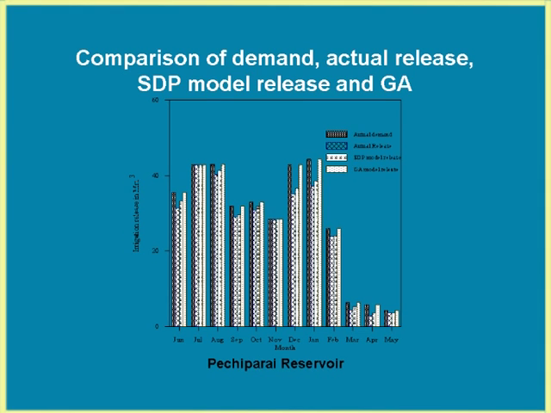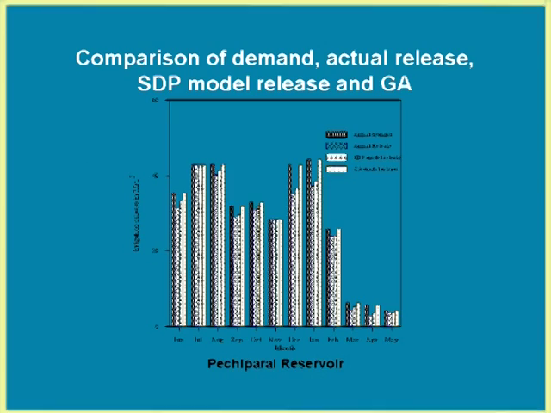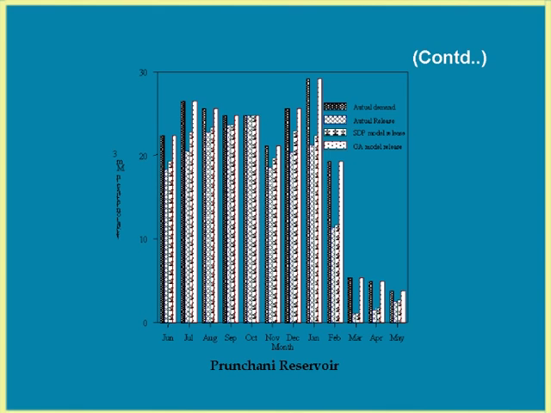This is the comparison of actual demand, actual release, SDP model release and GA model release for each and every reservoir. If you see, my GA model release works very well even for high inflow as well as low inflow months. It does not differentiate between high inflow and low inflow months, whereas my SDP model differentiates that in terms of stochasticity or transition probabilities. The GA release is almost equal to my demand because of zero performance, whereas my SDP model is more or less equal to the actual release. So these are all for three reservoirs.